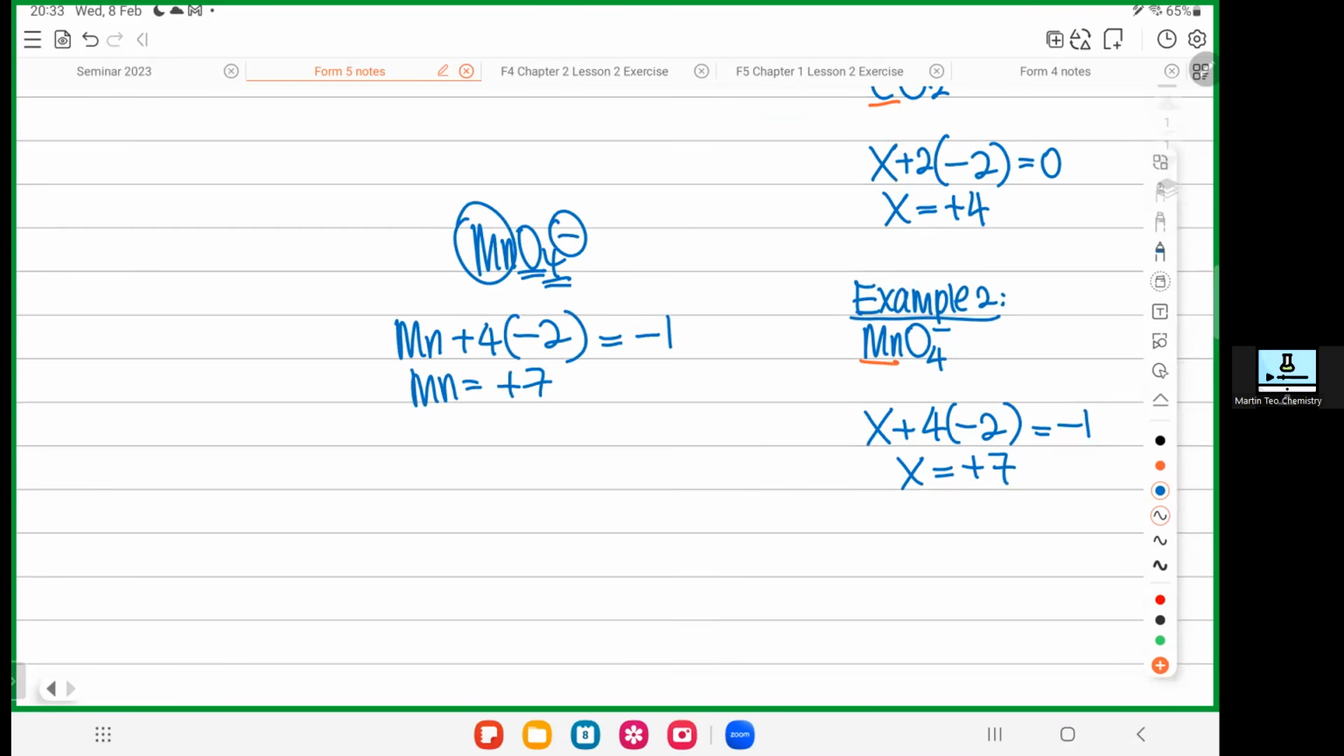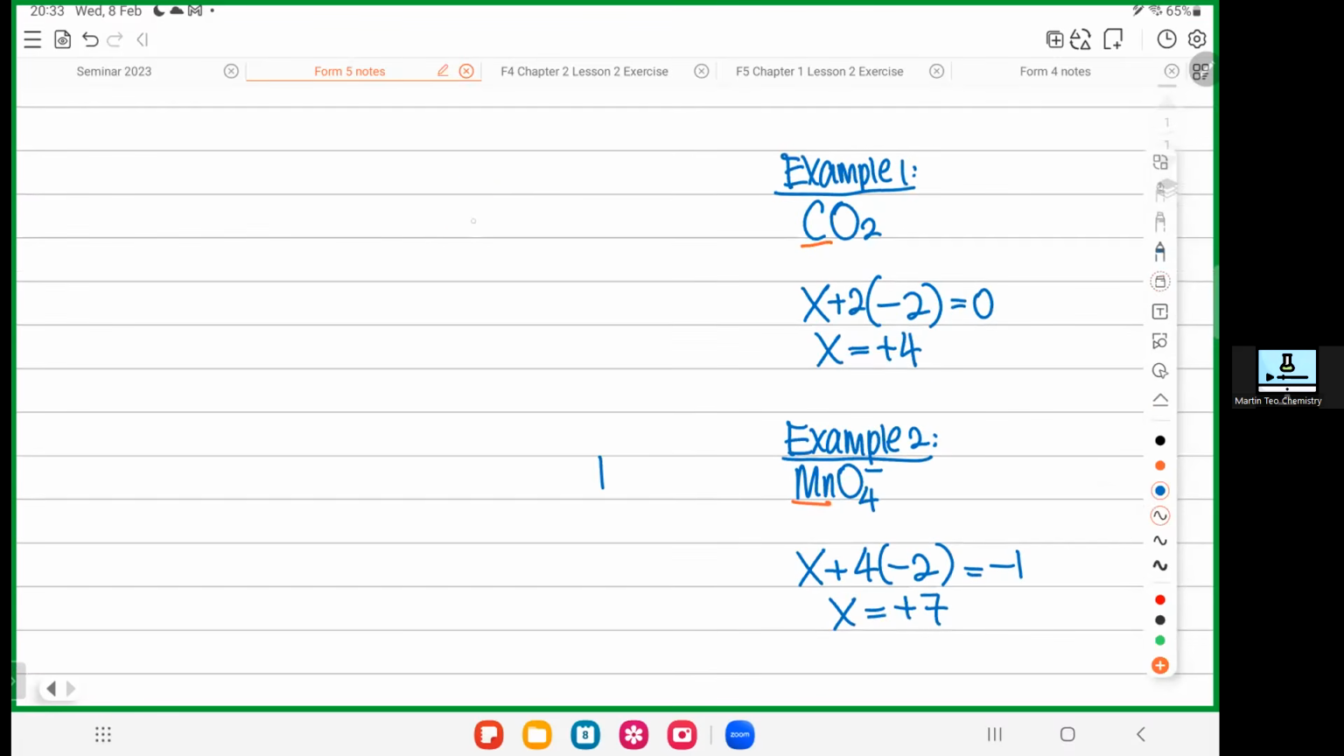You have the choice. Do you want to let the thing you don't know be X, or do you want to copy back the symbol that you don't know? Also can, no problem. Just like this question, carbon dioxide, I don't know the carbon, I can copy back the carbon. I don't want to use the X, also can. Oxygen is -2, I have 2 oxygen. Everything totals up to equal the total charge. Top right corner, you don't see anything, 0. So carbon is +4. Any method also can, as long as you understand and you know how to use it.